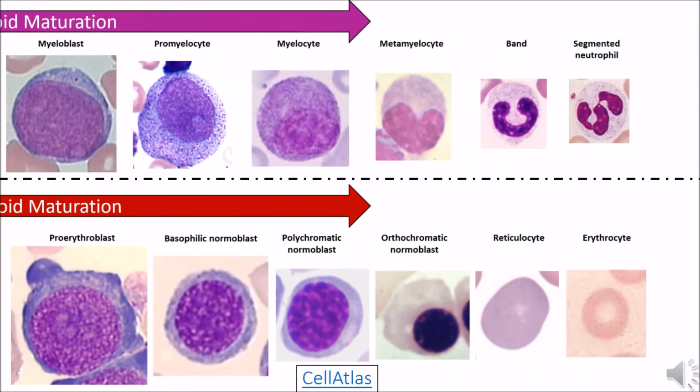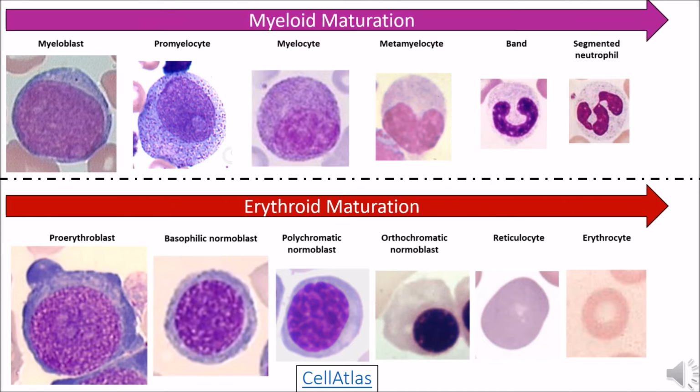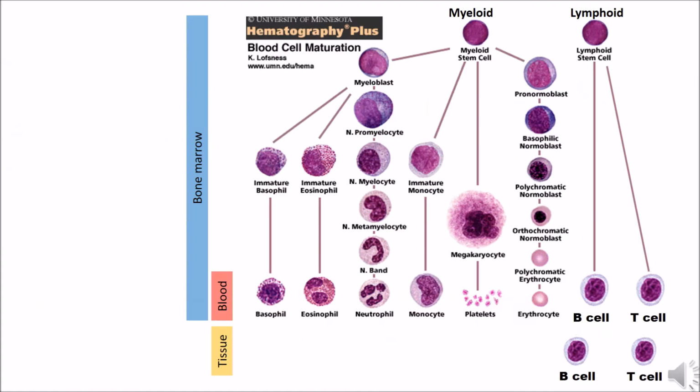Erythroid and myeloid pathways show analogous differentiation. As they mature, the cells get smaller, their chromatin condenses, and the cytoplasm changes. Granulocytes gain granules and red blood cells gain hemoglobin. The nucleus of granulocytes also becomes segmented. To learn more, you can check out Cell Atlas, a smartphone application with excellent pictures and detailed descriptions, which is referenced here. Now let's focus on hematologic neoplasms.